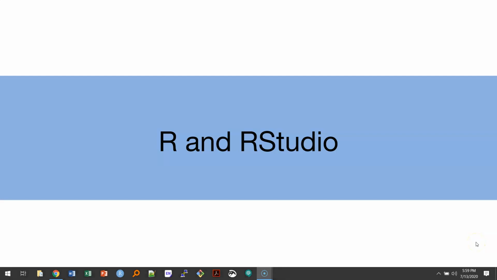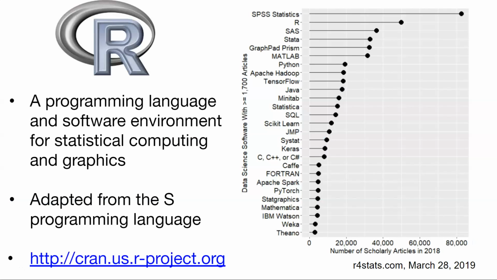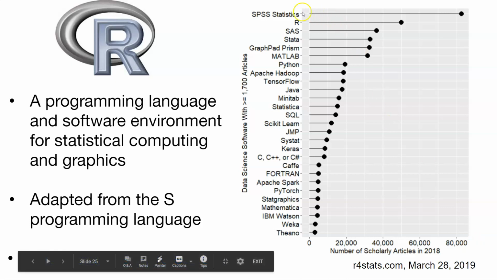This presentation will give a brief overview of R and RStudio. R is a programming language and a software environment that can be used for doing statistical computing and graphics. As you can see from the graph on the right, which shows the number of scholarly articles in 2018 using different software, R is number 2 in the list.